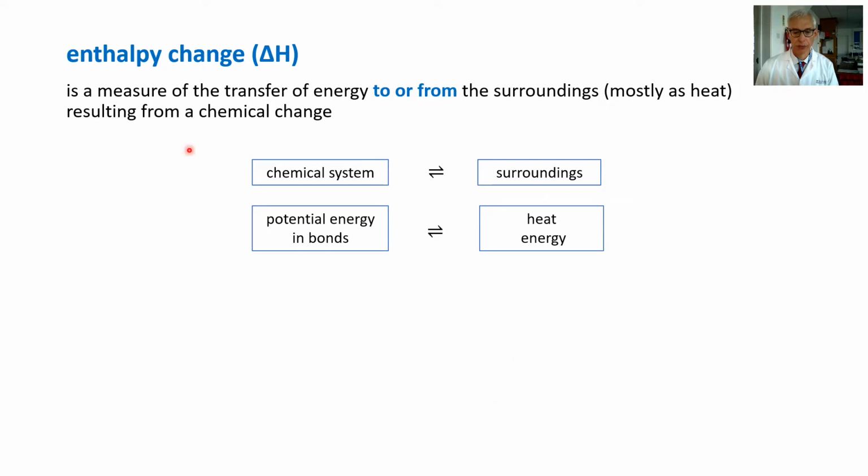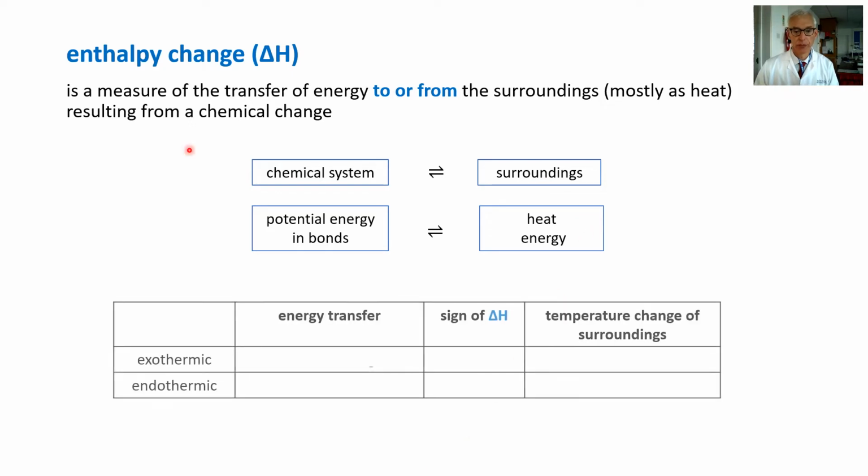So what I'd like you to do is to use your recall of pre-A-level chemistry and decide for an exothermic reaction: What is the direction of energy transfer? What is the sign for the enthalpy change by convention, delta H? And what is the temperature change of the surroundings that results from an exothermic change? Then do the same for endothermic. Pause the lesson, think it through, write down your thoughts, resume and check your answers.